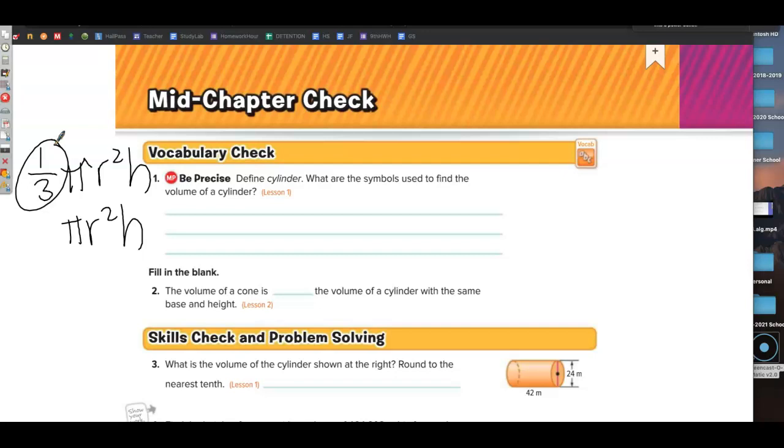Number 3, the volume of a cylinder is shown at the right, round to the nearest tenth. Am I given the radius or the diameter, Gracie?